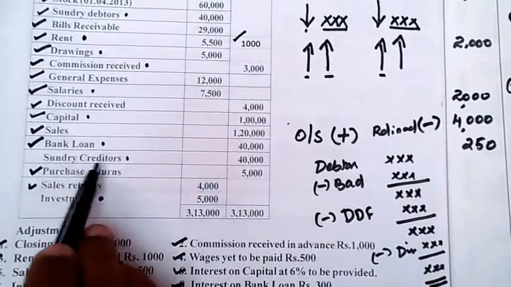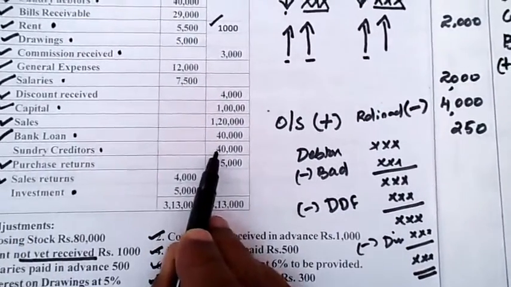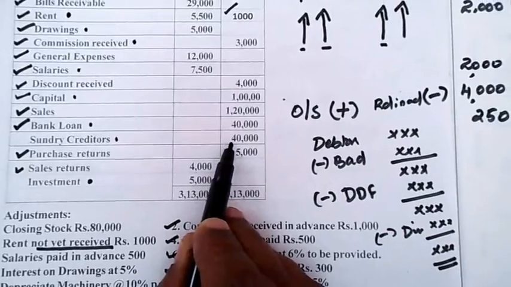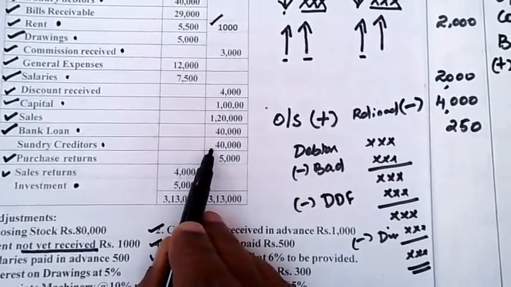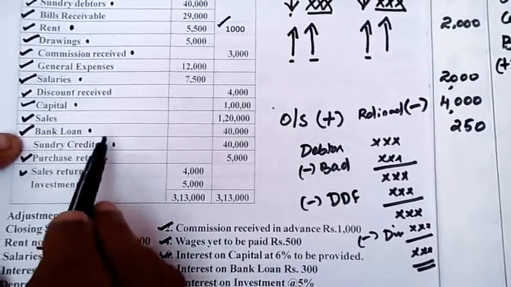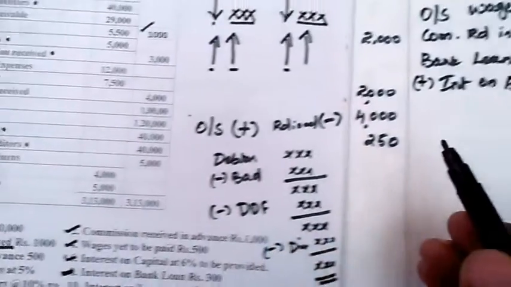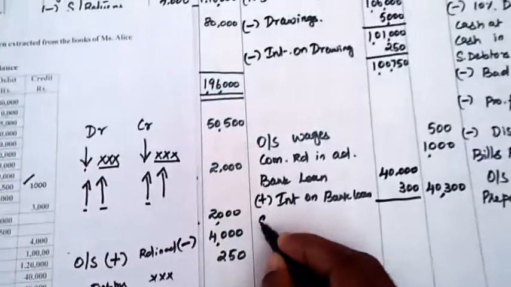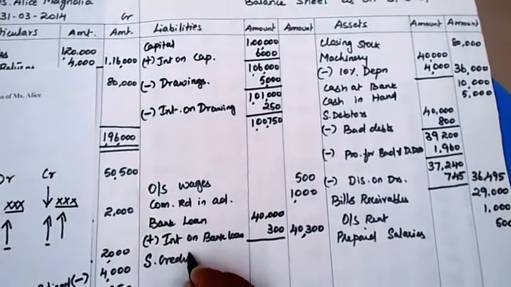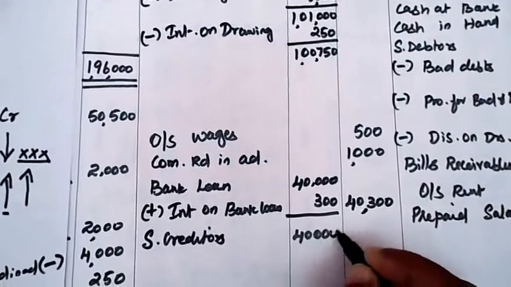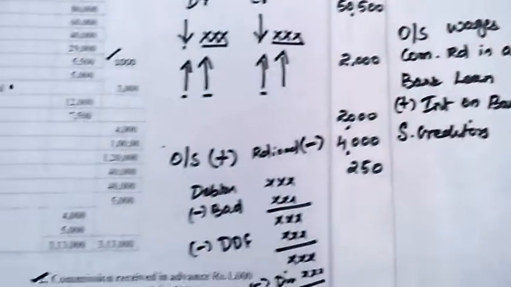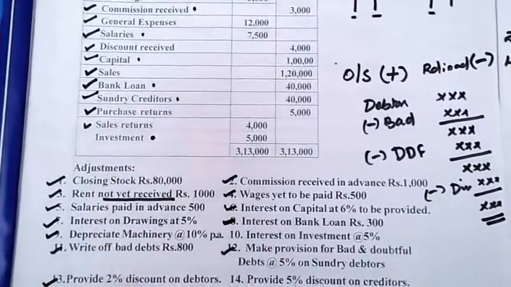Next, sundry creditors. Creditor means it's a liability. So enter this amount under liability side of balance sheet. So just refer the adjustment because adjustment is there. Enter this amount under liability side. Sundry creditors. Enter this amount under inner column and refer the adjustment. For sundry creditor, adjustment is there.